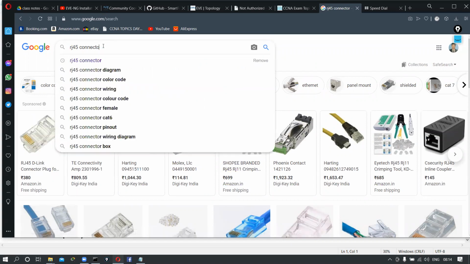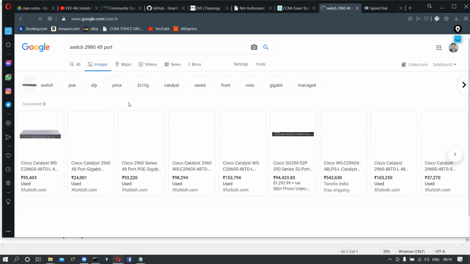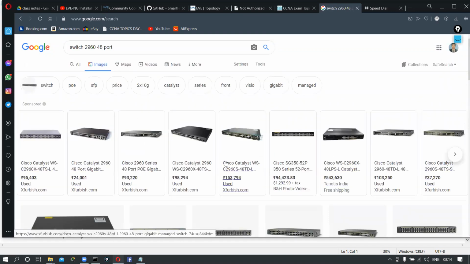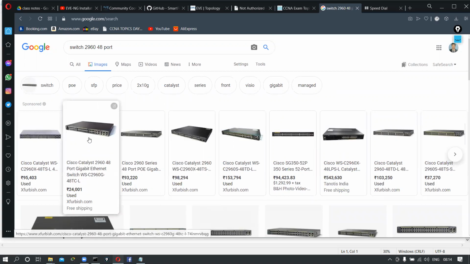And also, what about the switch? Let me show the switch also. These are the switches, guys. Actually, I told you now, 2960 has each port as a gig port, a Gigabit Ethernet port. Now, what is the speed of the Gigabit Ethernet port?